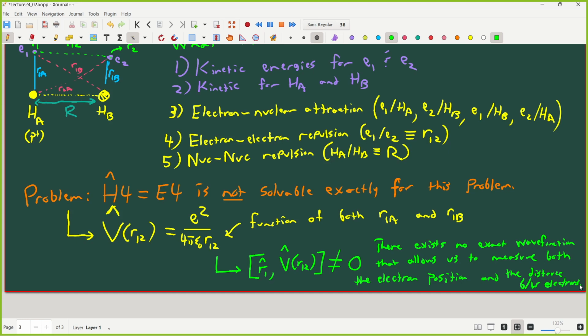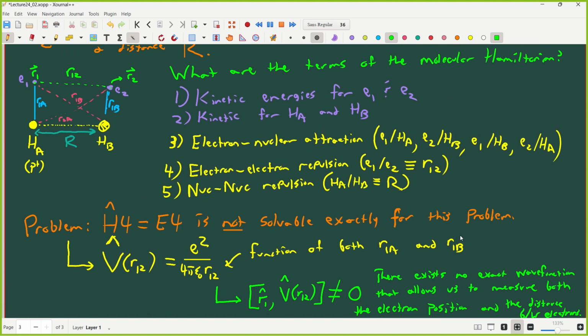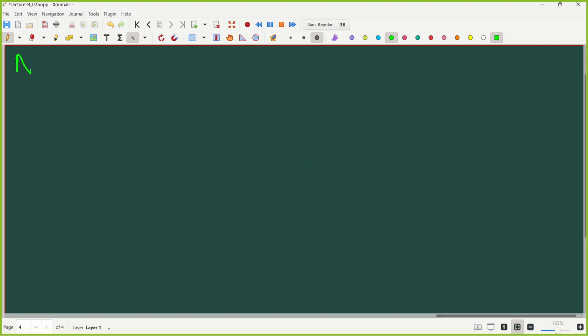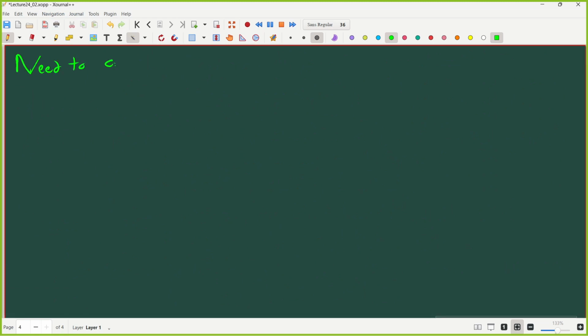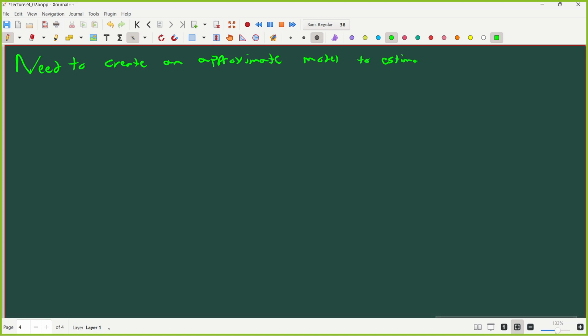So what I'm going to teach you for the next 2 weeks is this approximation. At least one of them. There are many different ways to do it. I'll teach you the most common way to do it. So what we need to do now is we need to approximate our system, our approximate model, to estimate our energy and wave functions.